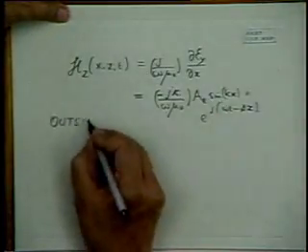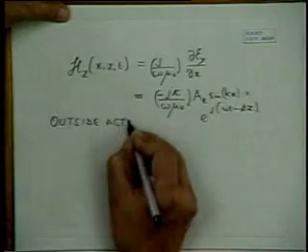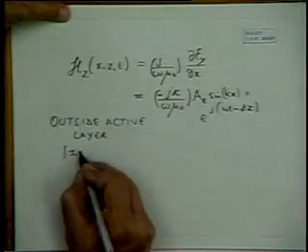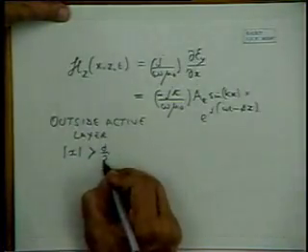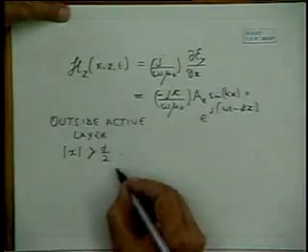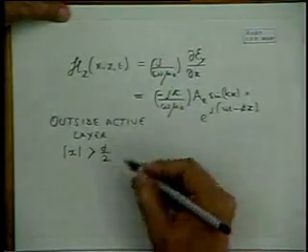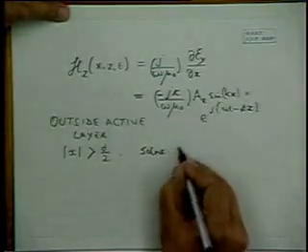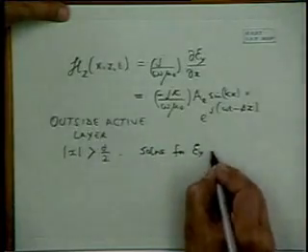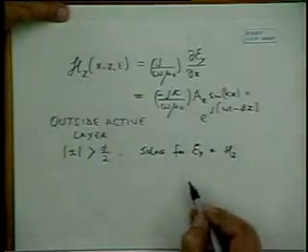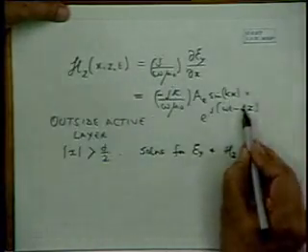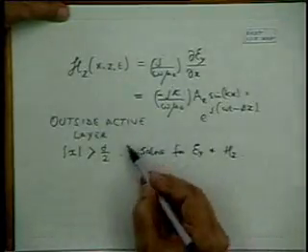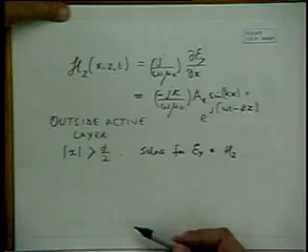Outside the active layer, where the magnitude of x is greater than d by 2, there we have a damped wave, because there is no stimulated emission going on. So you can get the solutions for Ey and Hz as before. And we find the separation constant beta from equating the boundary conditions between within and without the layer.